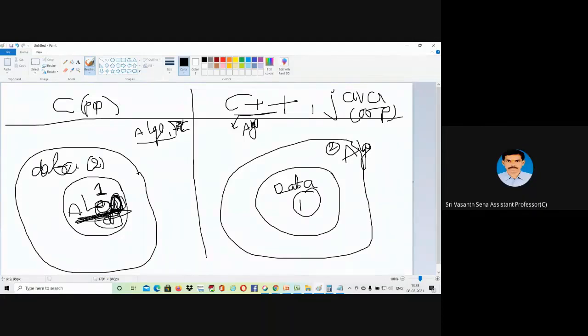Next, what is data? So here the algorithm is completed. So what is data?